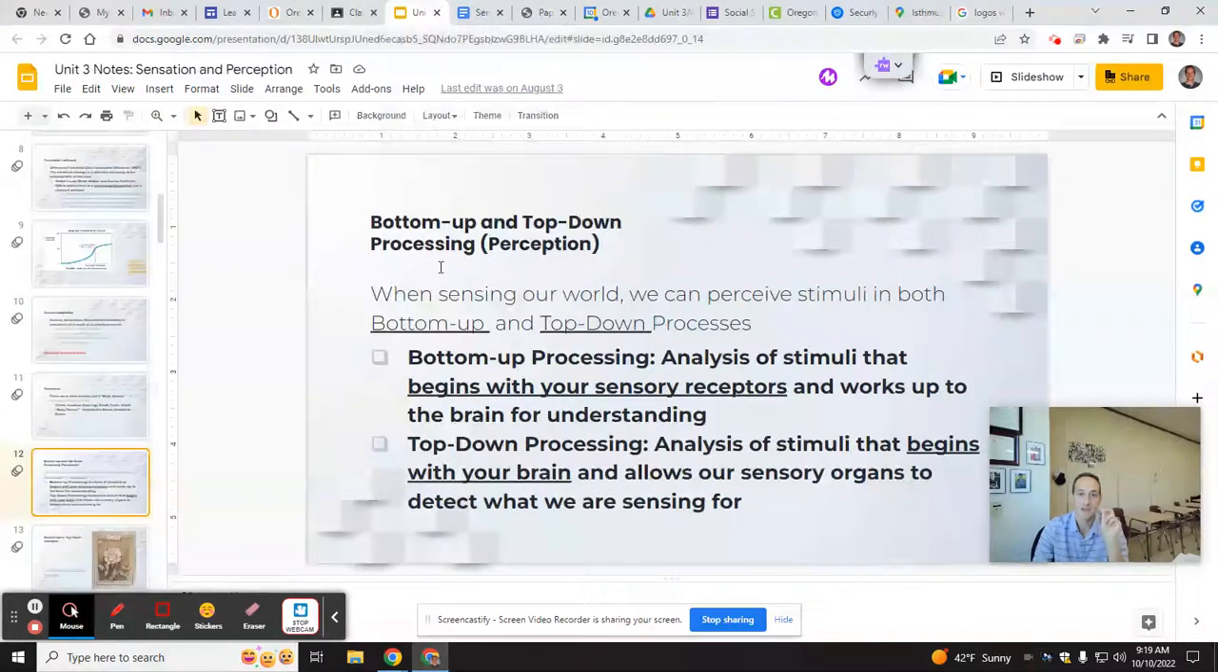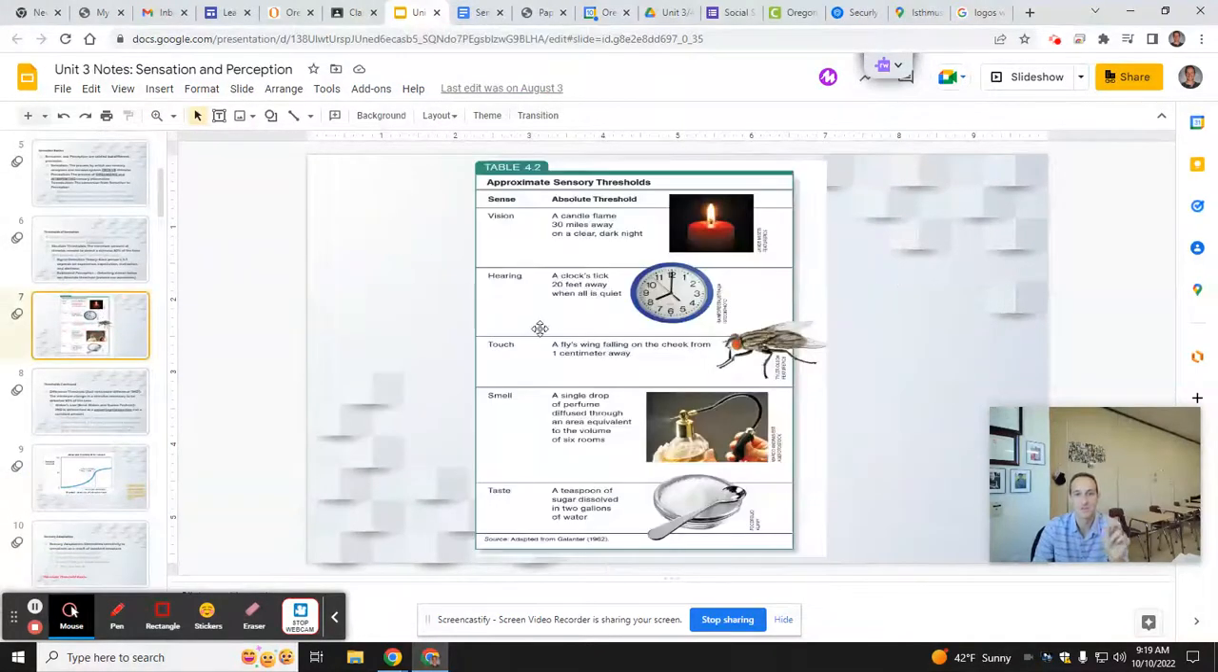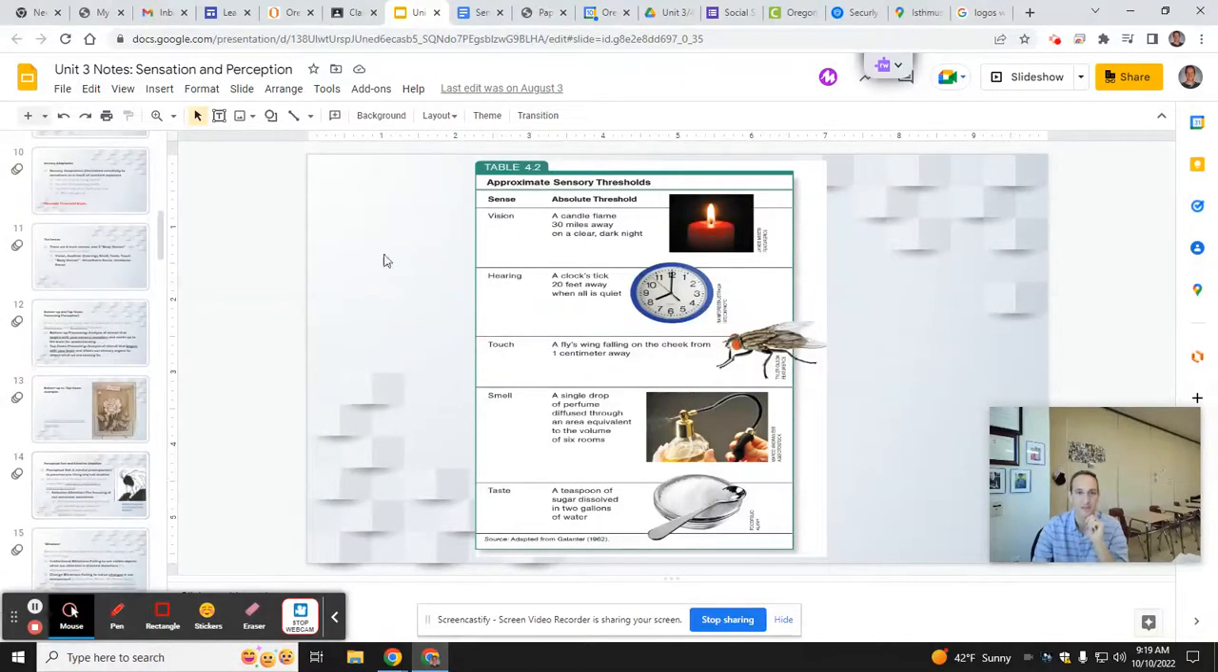Tomorrow, we will come back and learn more about these absolute thresholds, and we'll do some experimentation that goes with it, along with probably adding just a few slides to your notes.